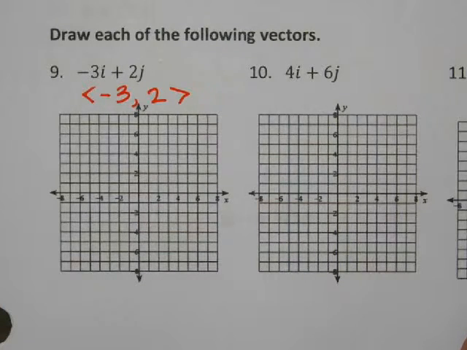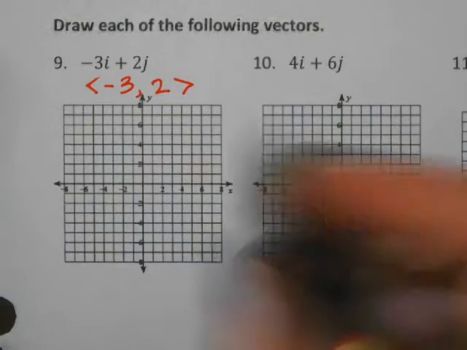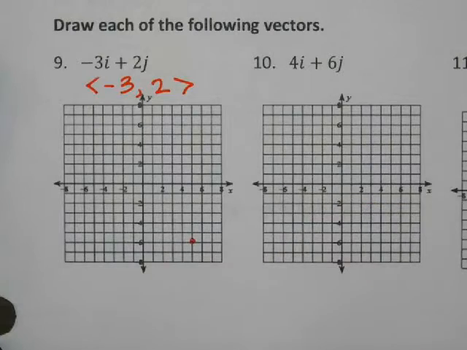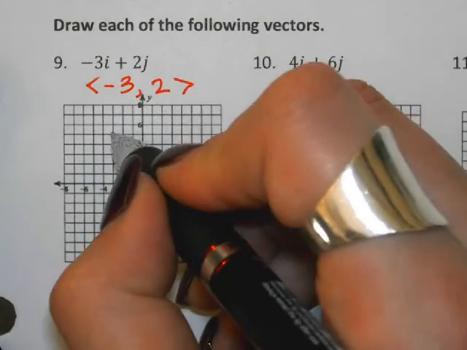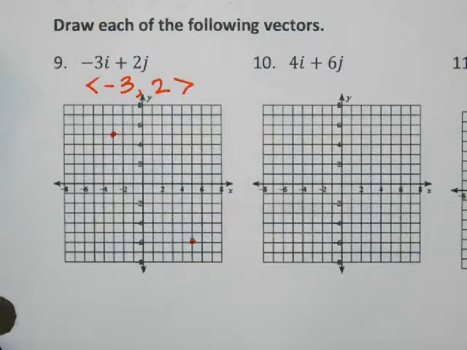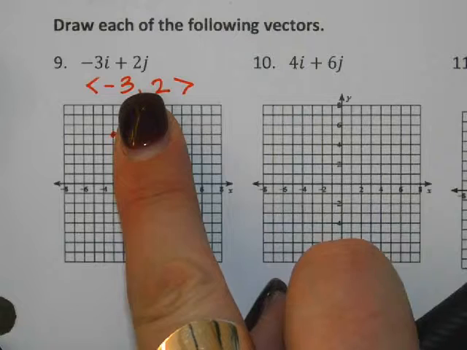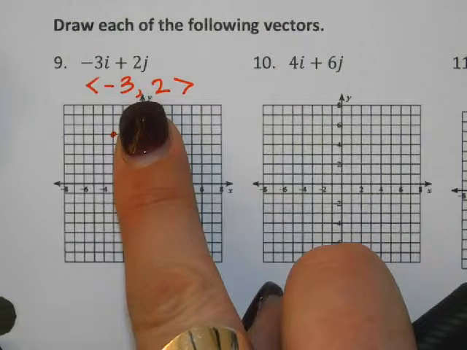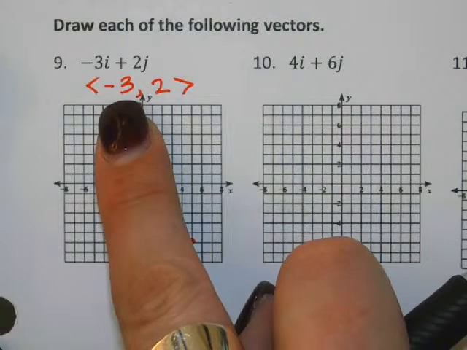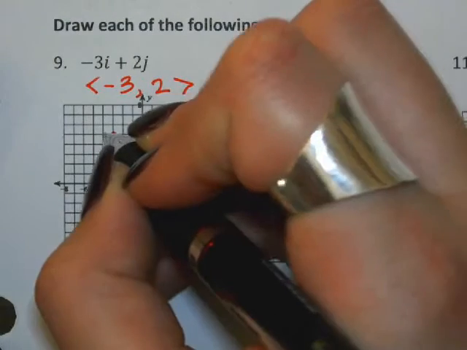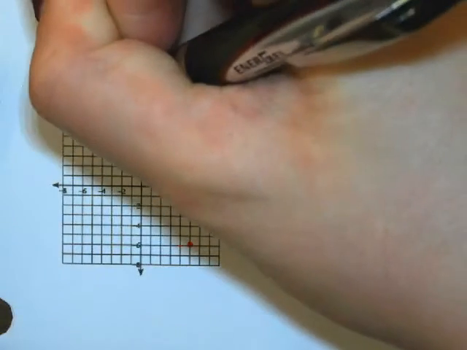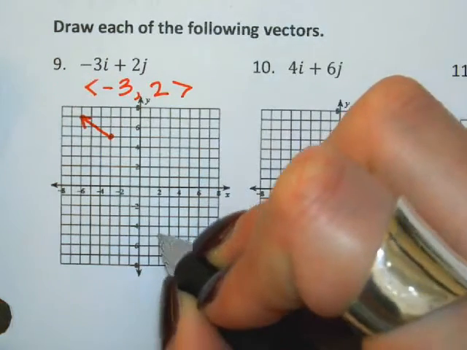So if you want to start at 0, 0 and draw it in standard position, that's fine. But if you want to start over here, that's also fine. Or if you want to start over here, that's also fine. You can draw this one starting wherever you want. The important part is what direction you go from there. So from wherever you start, what should you do? Yeah, left 3 up 2. So as long as you go left 3 up 2 and then put your arrow, you are right no matter where you drew it.